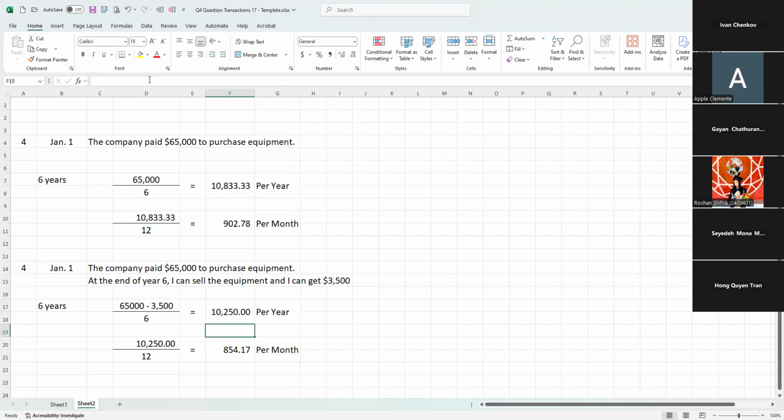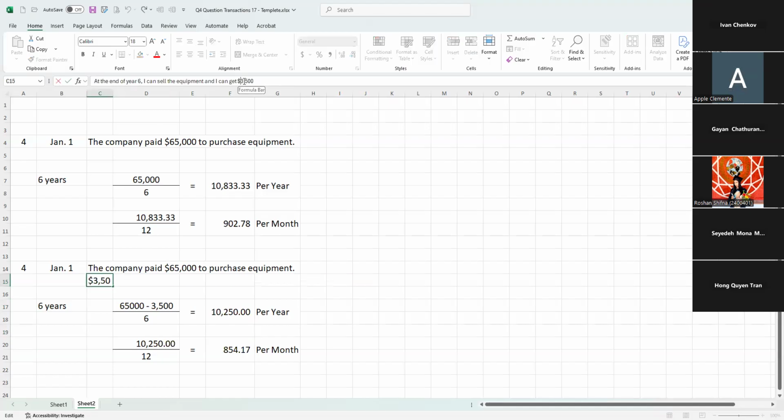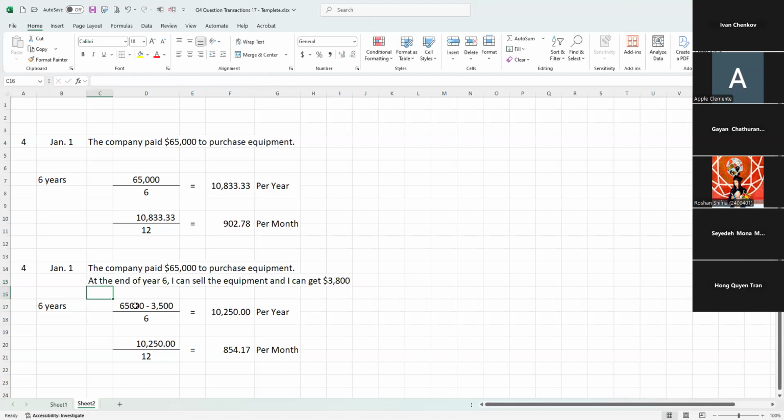Make sense? Sorry, they're not using 3,500, they're using 3,800. I want to be exactly the same as the slides. So it's not 3,500, it's 3,800, like this. I want to be exactly like the slides, otherwise there's going to be confusion. So let's repeat again.